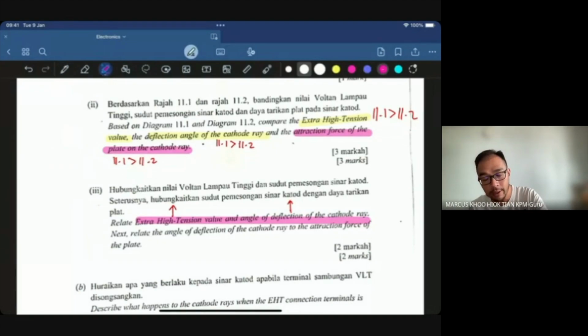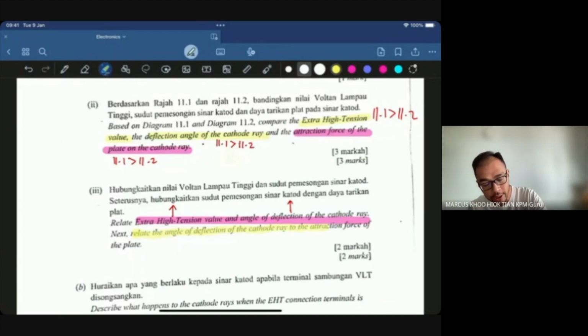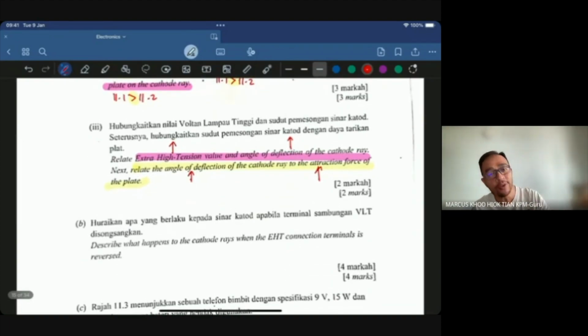And finally, relate the angle of deflection to the attraction force of the plate. The good news is, everything in this one is in the same direction, so there's really no way you can mess this up. The bigger the angle of deflection, the bigger the attraction force of the plate, which is not right, because the attraction force is the one that causes the angle of deflection. So this one has to be written the other way around. The bigger the attraction force, the bigger the angle of deflection.